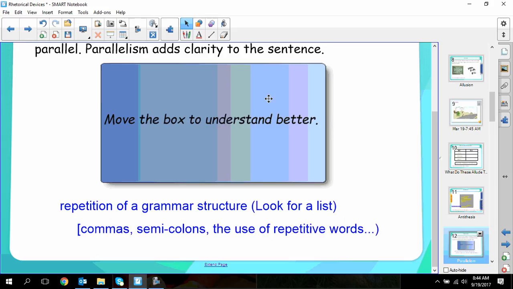All right, so that is all that we have today because some of the activities that we're going to do are going to be related to these terms.